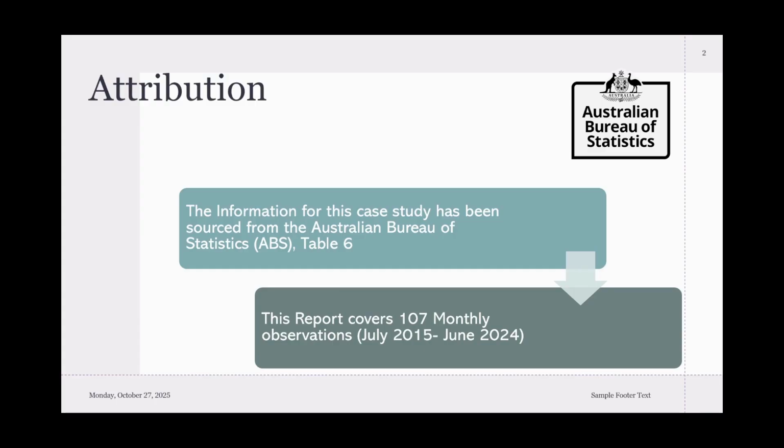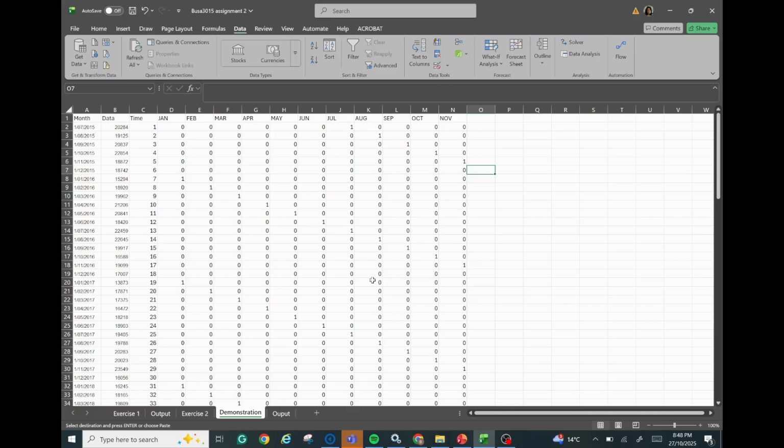This report covers 107 monthly observations from July 2015 to June 2024, using number of dwellings approved monthly as the primary measurement value. So now I'll demonstrate how I ran the multiple regression model in Excel to forecast private sector building approvals. First, I prepared my data set with a time column here to capture trend and create 12 dummy variables representing each month from January to November, with December being the base month. These dummy variables allow the model to account for seasonal variation.